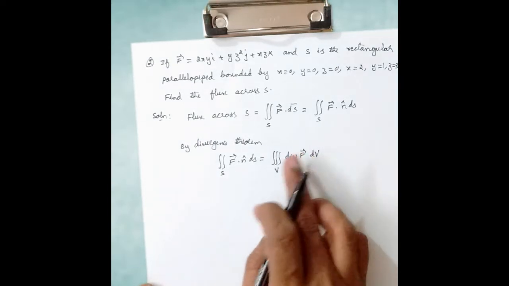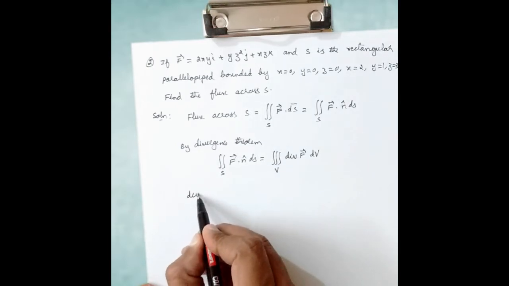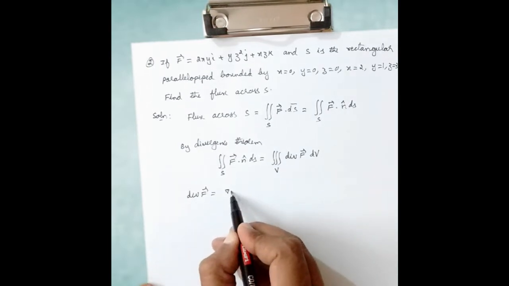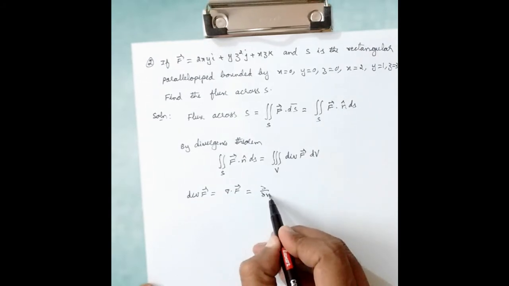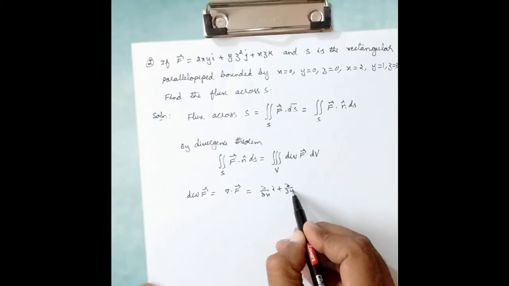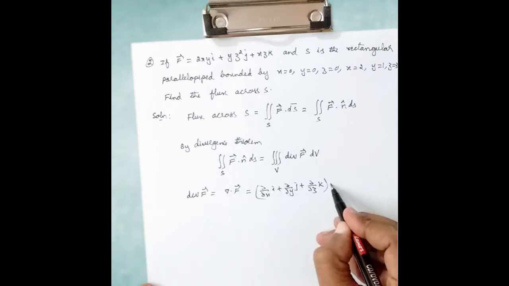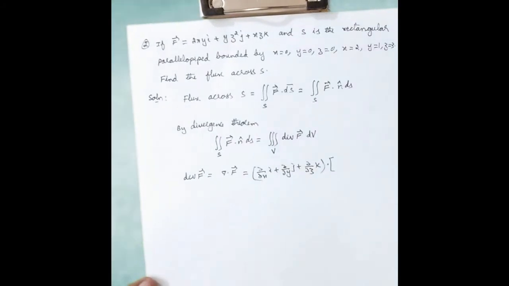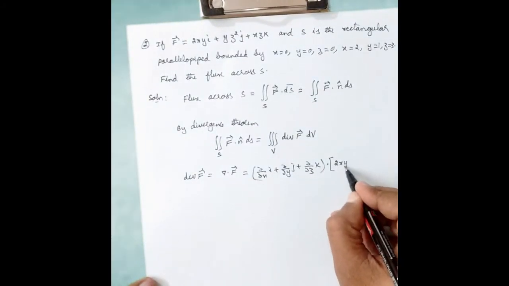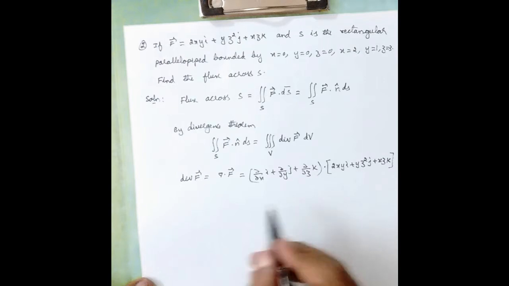So first let us find out the divergence of vector f. So we have divergence of vector f, that is nothing but del dot vector f. That will be nothing but, del is dou by dou x of i plus dou by dou y of j plus dou by dou z of k, dot product with vector f. Vector f is given in the question over here, so you can use that value. It is 2xy into i plus yz square into j plus xz into k. So you can take the dot product over here.